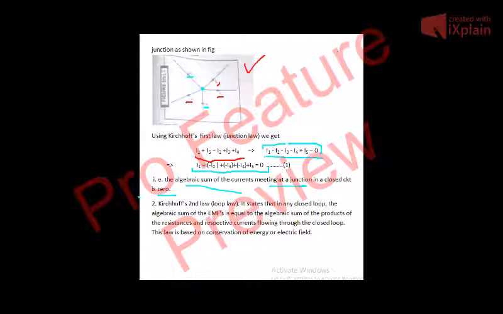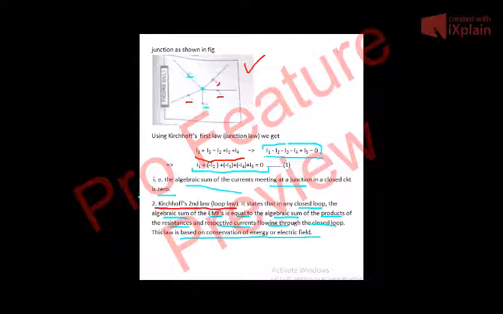Now there is the second rule or second law, that is Kirchhoff's second law, known as the loop law or loop rule also. It states that in any closed loop, the algebraic sum of the EMFs is equal to the algebraic sum of the products of the resistances and respective currents flowing through the closed loop. This law is based on conservation of energy or electric field. The first law is based on conservation of charge. The second law is based on conservation of energy or conservation of electric field.